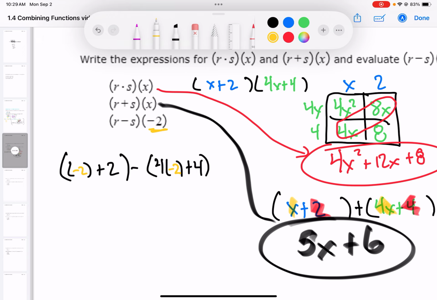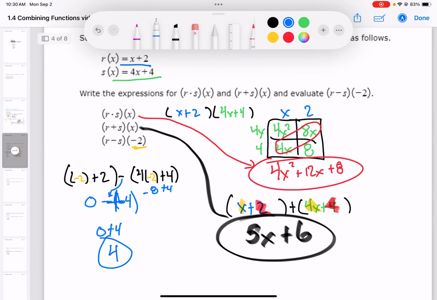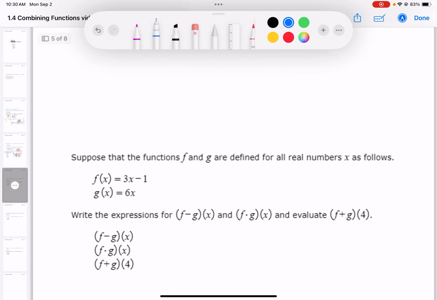Okay, so let's simplify. Negative 2 plus 2 is 0. And 4 times negative 2 is negative 8. Plus 4 is going to be a negative 4. So we still have this minus, that's important, negative 4. So minus a negative is similar to just adding. Okay, so that gives me 0 plus 4, and that is going to give me 4. There you go.